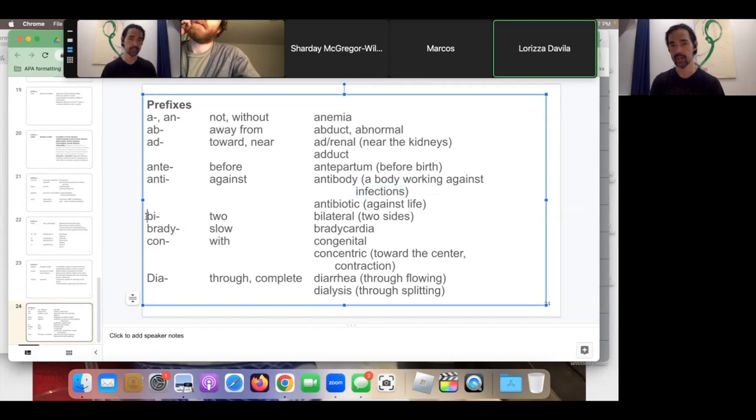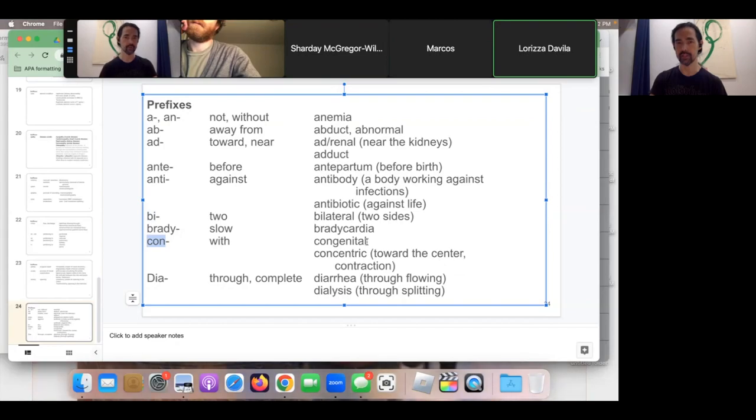And then bi means bilateral or two sides. Lateral means sides. Brady means slow, like bradycardia, and then the opposite is tachycardia, rapid heartbeat. Con, very important for us, is congenital, so that's with reproduction. And concentric means with the center or toward the center, or contraction, with contraction.